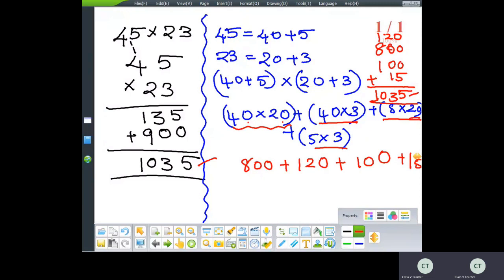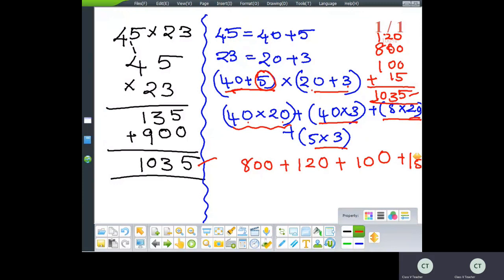So firstly, after writing 40 plus 5 and 20 plus 3, after expanding, this 40 you have to multiply with 20 and then 3. See here, I have done 40 into 20 and 40 into 3. Then this 5 also the same way. It should be multiplied with 20 and 3. Yes? Okay, children? So by that only, you will be doing the multiplication in a simpler way.